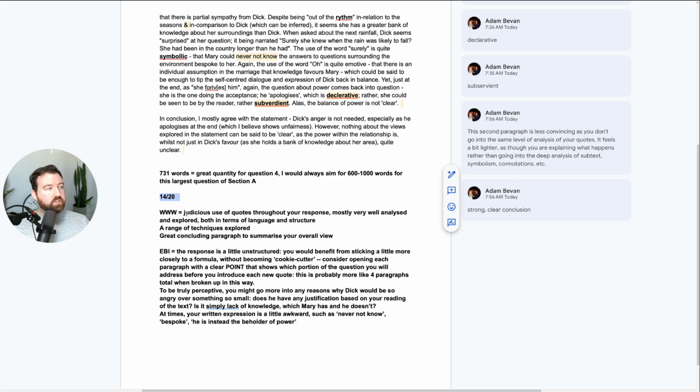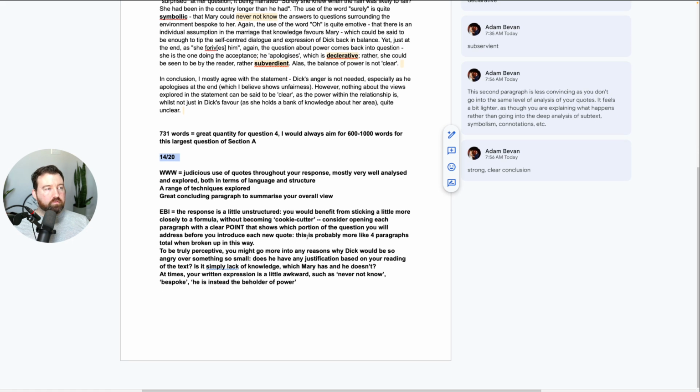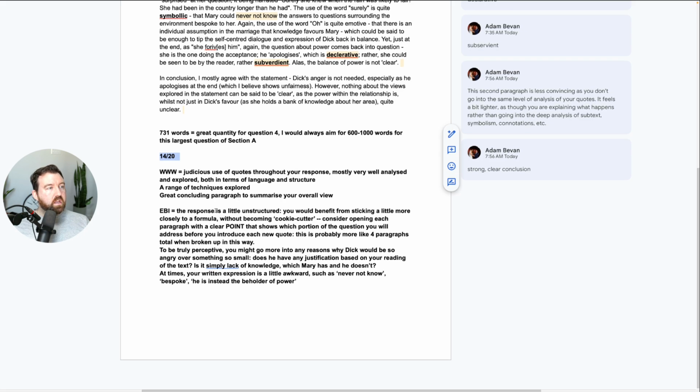Judicious use of quotes throughout your response, mostly well analysed and explored, both in terms of language and structure. Good range of techniques explored. Great concluding paragraph, which summarises your overall view versus the statement. Try to get more structure in. Try to start each paragraph with a very clear point as to which portion of the question you're addressing.